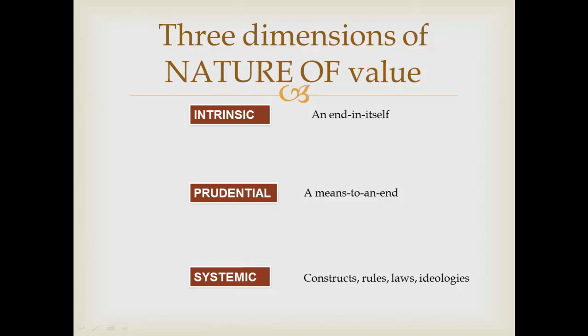And then there are systemic values. These are constructs, rules, laws, ideologies that we've created to manage our world better. So anything that's artificial in our mind is a system. That's systemic value. Anything that's good for us, it's an instrumental value. It's going to get us somewhere, is a prudential value. And anything that's an end in itself, it's the end goal, is an intrinsic value.